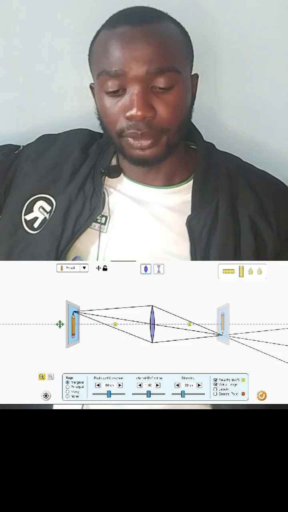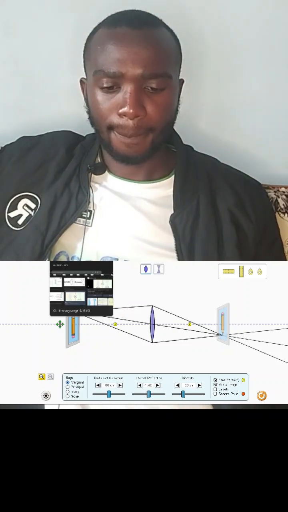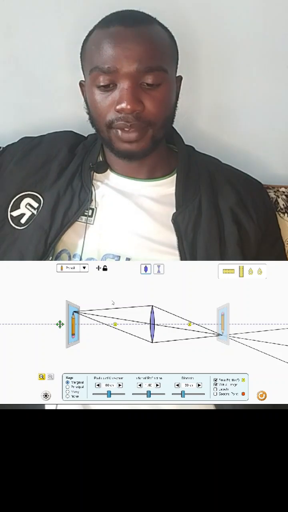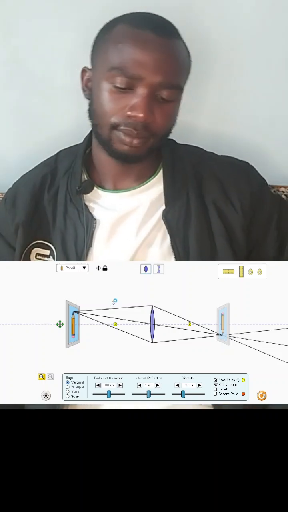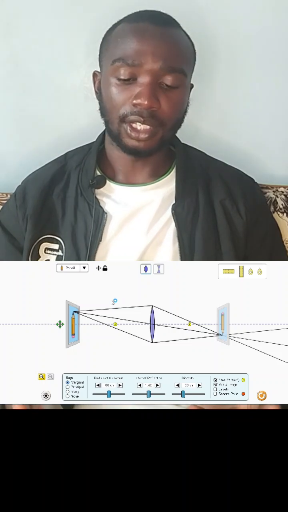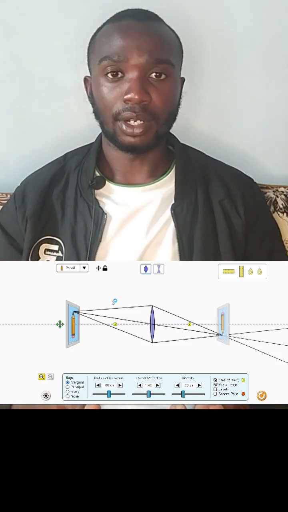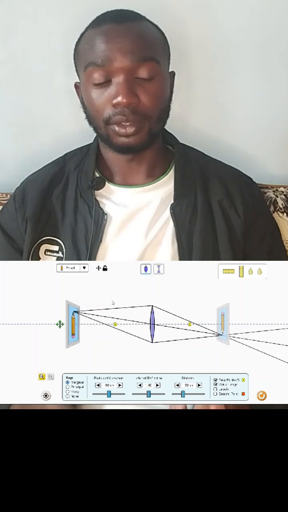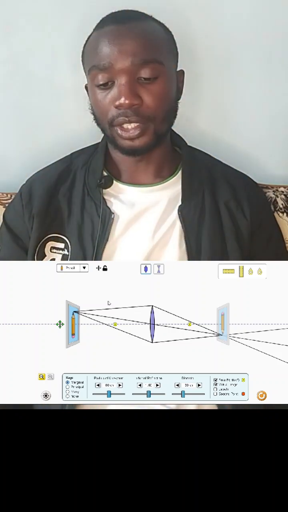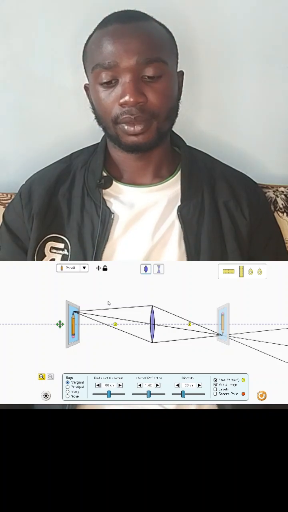Leo nataka kuwafunza. I need to teach about the concave and the convex lens. So basically nataka kuwafunza lenses. Hiyo inapatikana kwa form 4. It's chapter 1 in form 4, the introduction in physics.